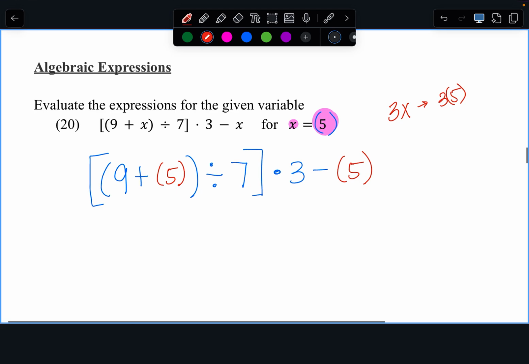What am I going to do first? Parentheses. So these things are actually grouped together. So what would I do there? 9 plus 5 is?